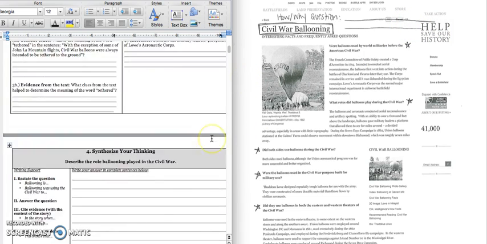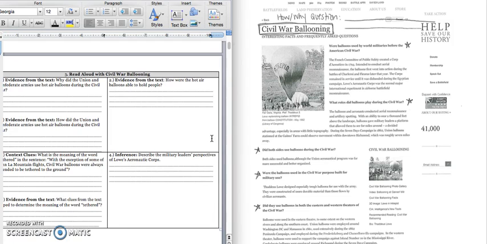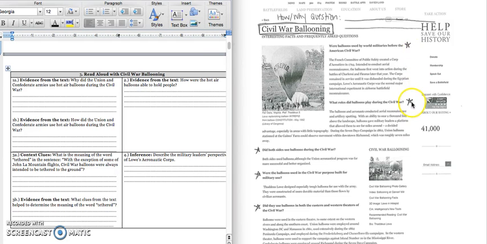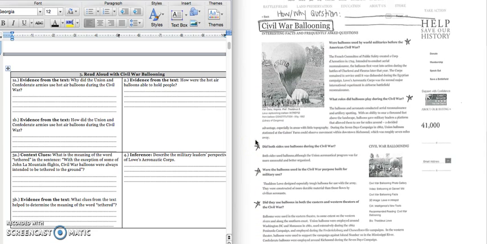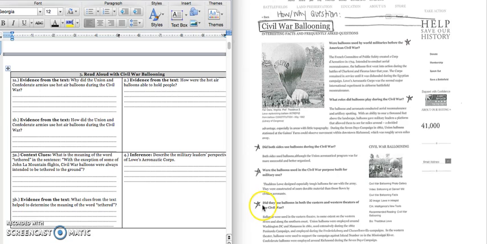And then we're only going to read the sections of the article that have the stars by them. And then we're going to stop and answer our questions. So the structure of this text is question and answer. It's describing the role that balloons played in the Civil War. And so it has a question, and then the author answers the question right below. So I'm at the first question: were balloons used by world militaries before the American Civil War?